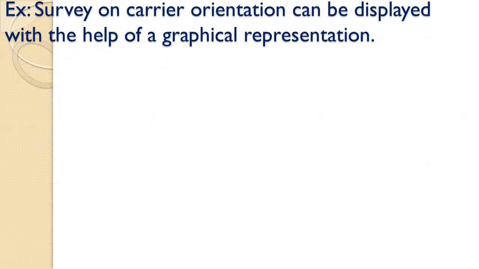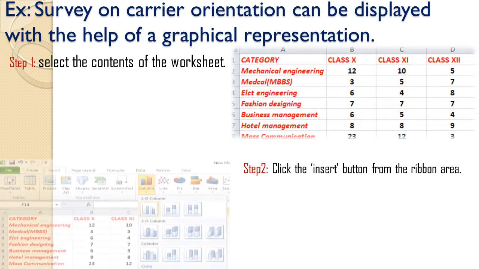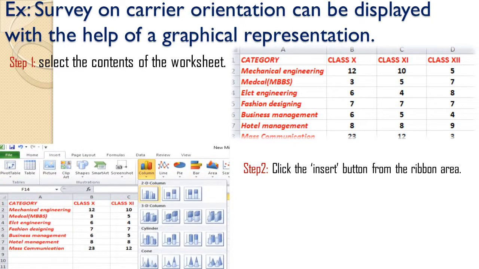Next is about inserting a chart. Example, a survey on career orientation can be displayed with the help of graphical representation. First, we have to select contents of a worksheet, means the table we have to select from the worksheet like this. Step 2, click the insert button from the ribbon area. Look at the picture, look at the worksheet, we have to select insert from the ribbon area.